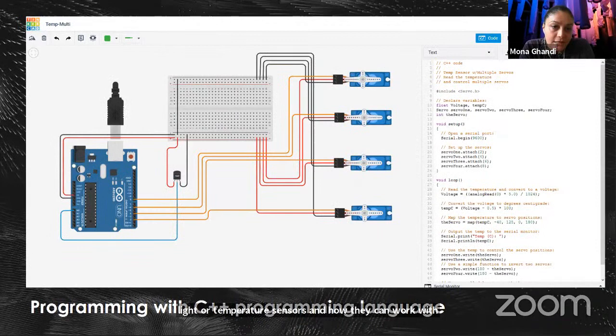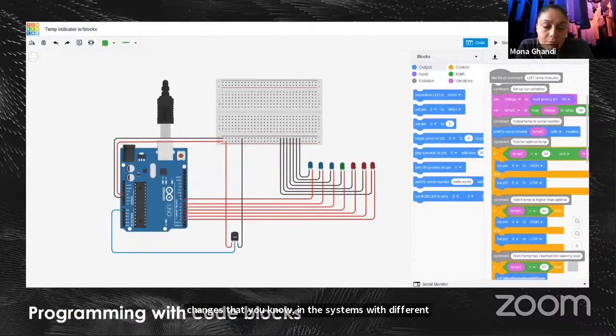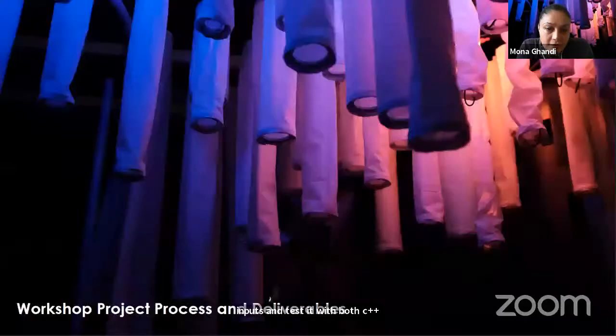And how they can work with different actuators available in Tinkercad. Unfortunately, there were some limitations. It doesn't have all the different actuators. And then we showed them how to code the system to see the changes in the systems with different inputs and test it with both C++ and code blocks so that they can get familiar with that.